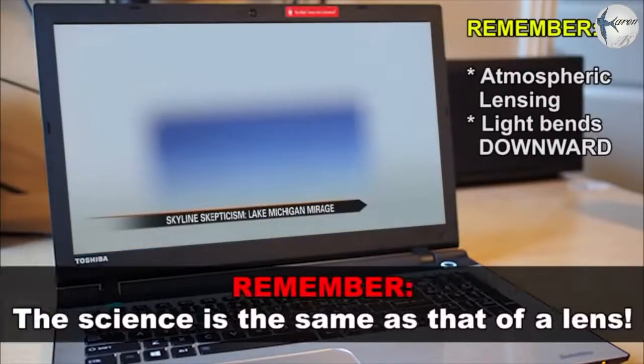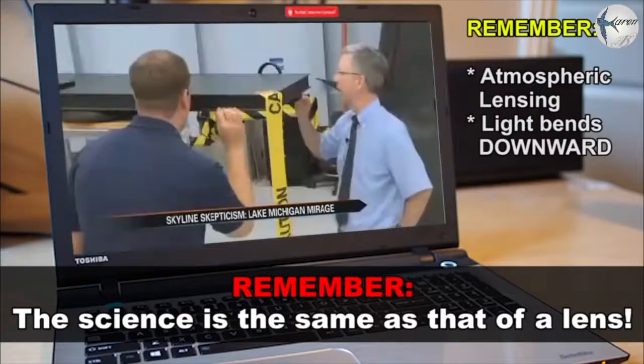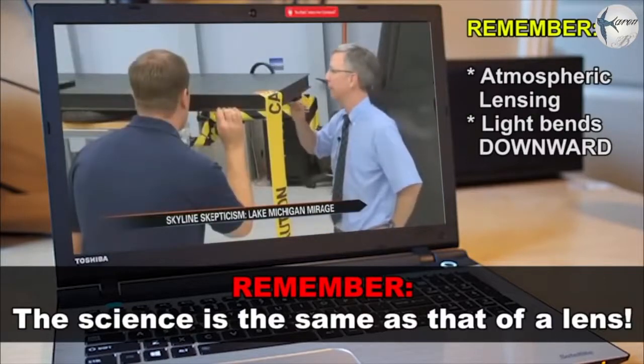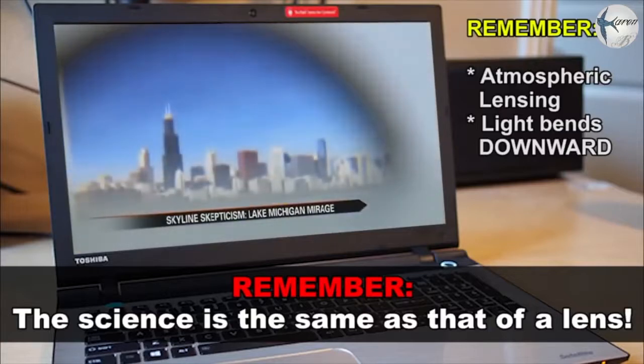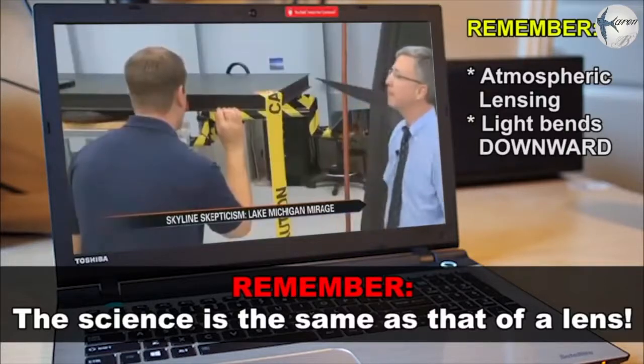Here's a simple example. So if you're looking at Chicago here, just maybe now you can just see the top of the Sears Tower, and if our simulated temperature inversion moves into place, hopefully now you can see pretty much all of Chicago, see all the lower buildings, including what's at ground level. So the atmosphere really is acting like a lens.